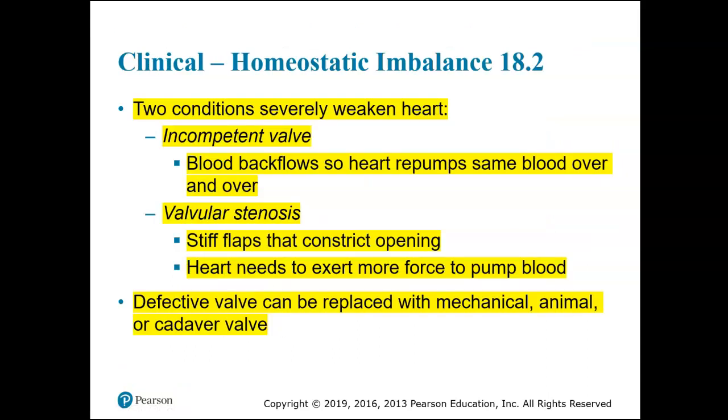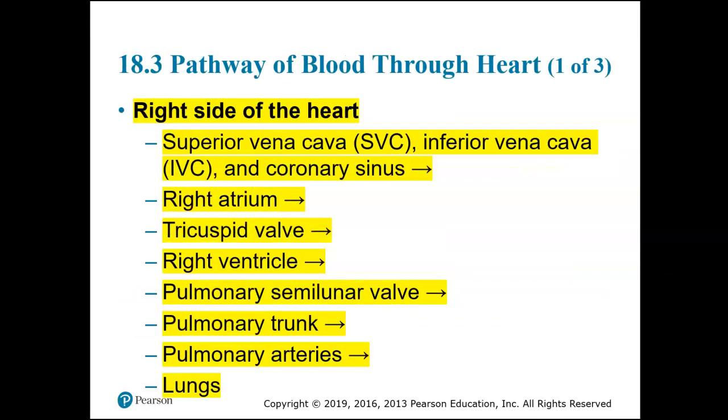Two conditions that severely weaken the heart are incompetent valves, and in that case, some blood flows back past the valves. And valvular stenosis is from stiff flaps that constrict the opening, so the heart has to work harder to pump the blood. A defective valve can be replaced with a mechanical, animal, or cadaver valve. I've definitely heard of pig valves.